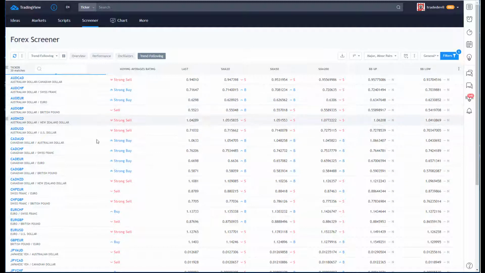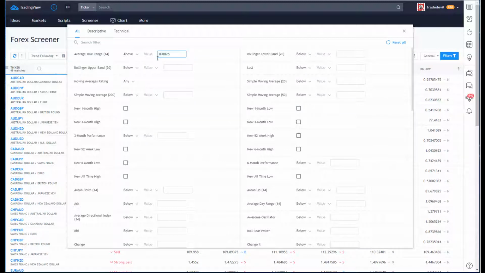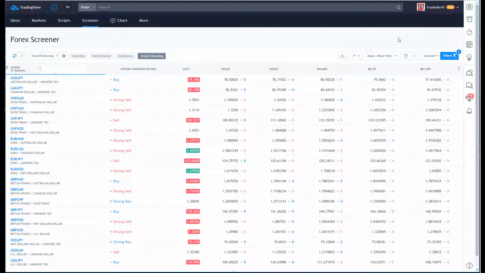I want the volatility just right. I don't want it too low. I don't want it too high. Right? I'll give you those parameters that you can use for that search. So right now, I'm using the ATR below, but let's say I want to make sure that it's above. I don't want the market to be dormant. So I want it to be above 0.0075, right? So I'm going to add that filter.